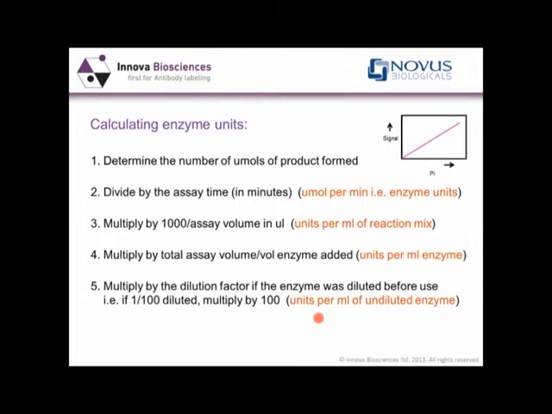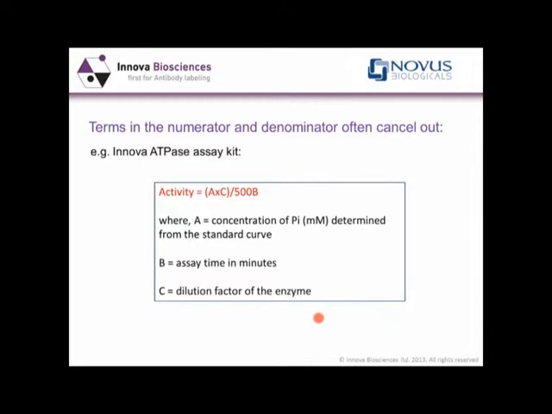So that may seem fairly convoluted, but if you're having difficulty understanding the calculations, if you do it in a stepwise fashion like that, you can't go wrong. However, we could express that as a formula. What tends to happen when you do that is the terms in the numerator and denominator often cancel out. So we have, for an example, an ATPase assay kit, and the calculation distills down to just A times C divided by 500B.